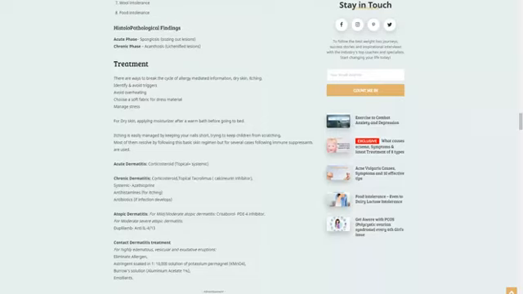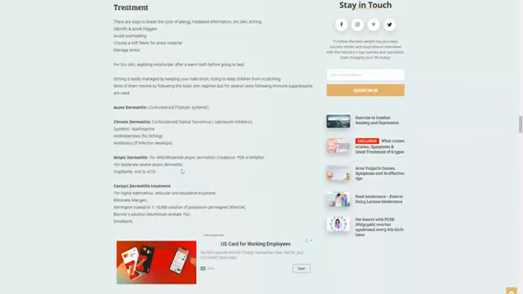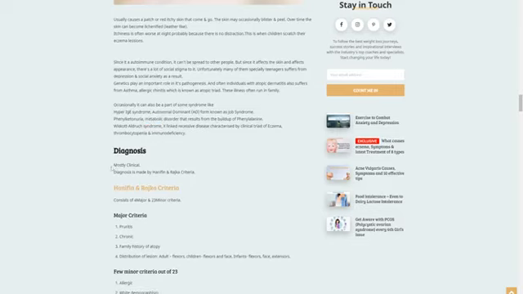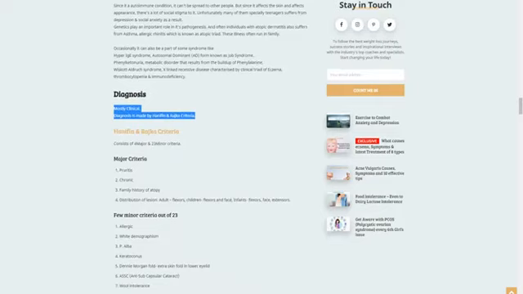Diagnosis is mostly clinical. Diagnosis is made by the Hanifin and Rajka criteria. The Hanifin and Rajka criteria consist of 4 major and 23 minor criteria. Major criteria: 1. Pruritus. 2. Chronic course. 3. Family history of atopy. 4. Distribution of lesions: in adults on the flexors, in children on the flexors, and in infants on the flexors and face extensors.